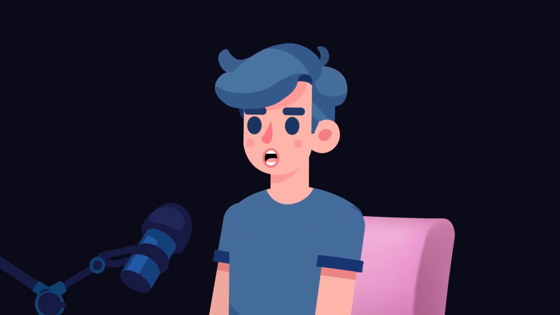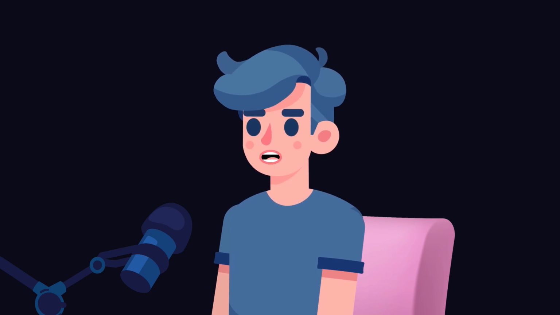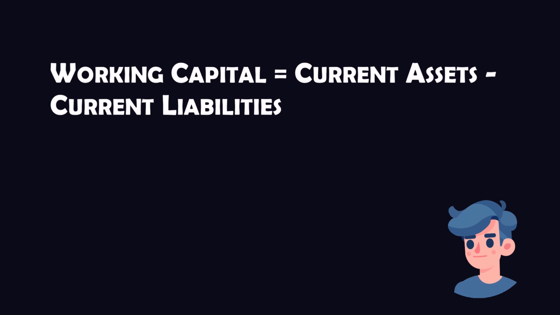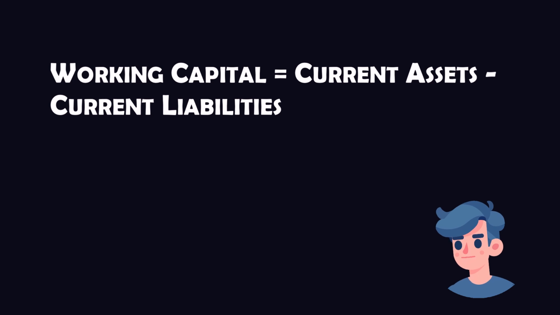In this comprehensive guide, we'll cover what working capital is, how to manage it effectively, and explore real-world examples to tie it all together. To start, let's define working capital. Working capital is the difference between a company's current assets and current liabilities. Current assets include cash, accounts receivable, and inventory, while current liabilities include accounts payable and other short-term debts.